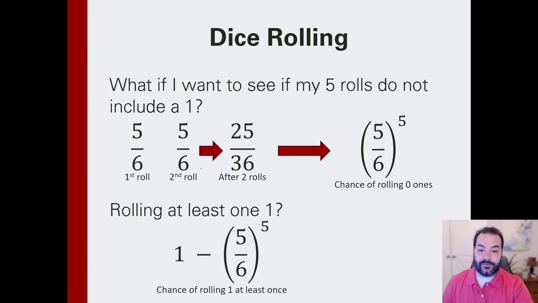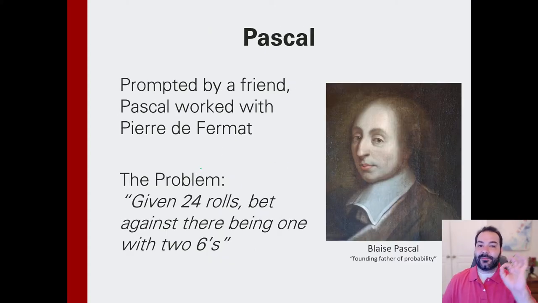But one of the things that we could really look at is something like Pascal. So Pascal, funny enough, is the creator of probability because of gambling. The entire idea is Pierre de Fermat was getting super upset that he was losing in gambling, and so he hit up his buddy, Pascal, and effectively asked, why am I losing all this money in this game? Given 24 rolls, bet against there being one with two sixes. So, again, Pascal built the probability of doing just that.